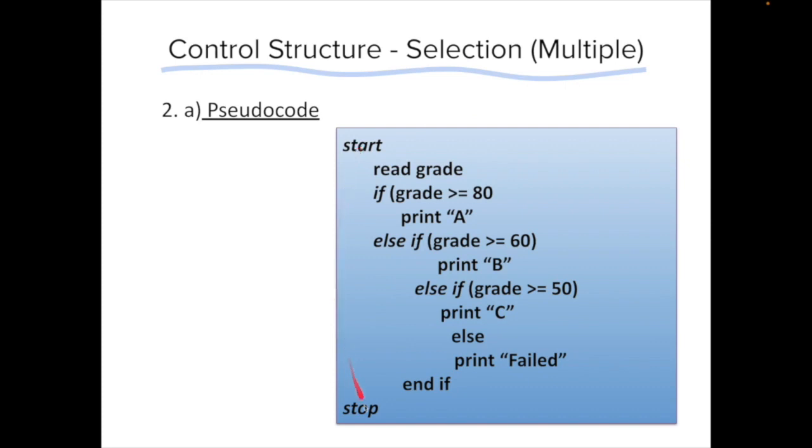So tadi, dia punya flowchart, kita tengok dia punya pseudocode. Again, start, stop. Input dia, read. Great. And then, if, else, and if kat sini. Ni dia indentation salah ni. If grade more than equals to 80, we'll print A. Else, if grade more than equals to 60, we'll print B. Else, if grade more than equals to 50, print C. Nampak tak? Dia punya indentation tu makin lama makin ke dalam.